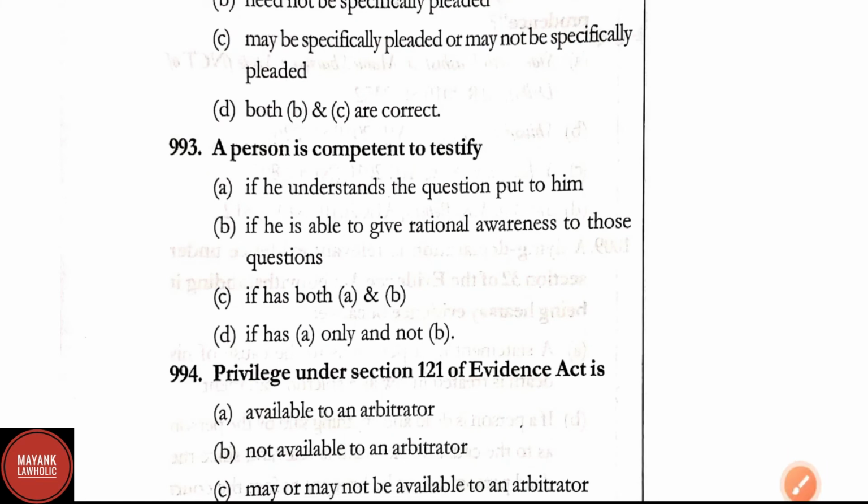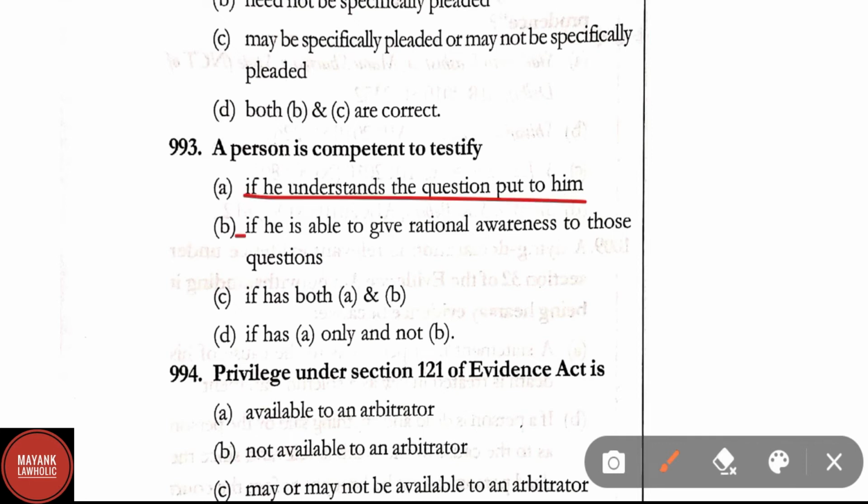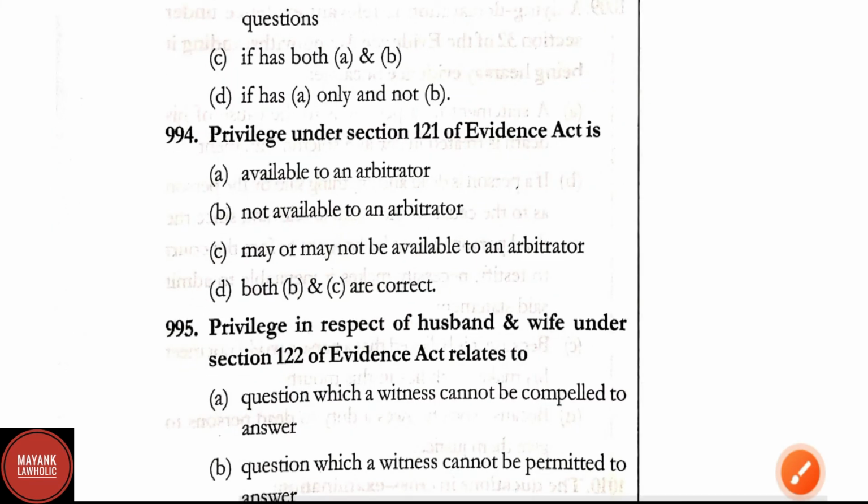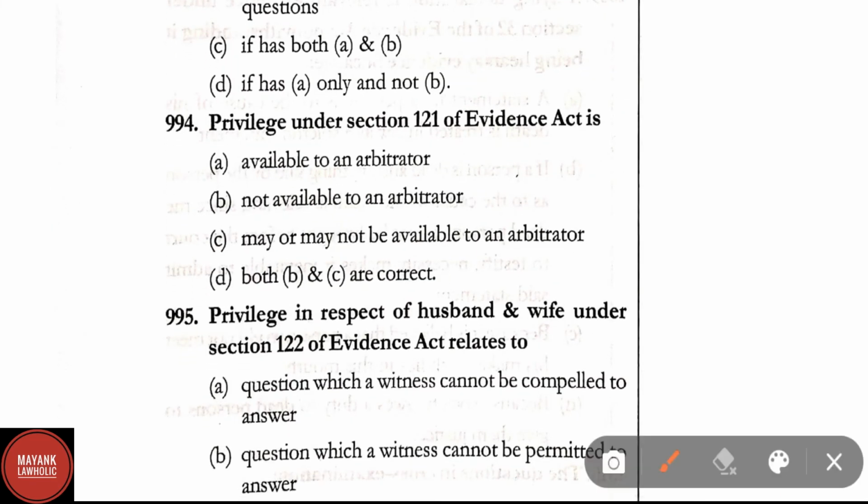Question number 993. A person is competent to testify if he understands the questions put to him, if he is able to give rational answers to those questions, if he has both A and B. Here correct answer is option C. Both A and B are the correct answer. Question number 994. Privilege under section 121 of the Evidence Act is available to an arbitrator.